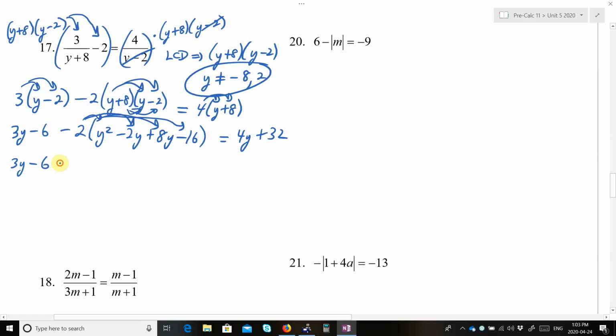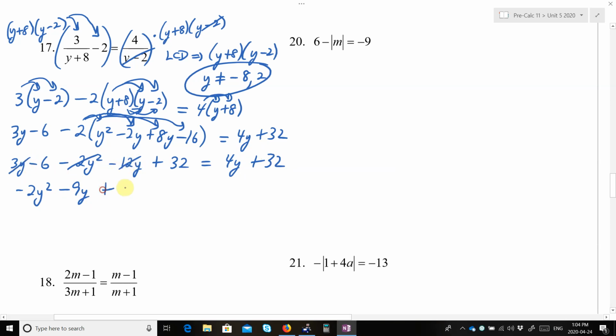This is going to be 3y minus 6 minus 2y squared. That's positive 6y times negative 2. That should have been negative 12y. And I had positive. And then plus 32. And then 4y plus 32. Okay, now we have negative 2y squared. And 3y take away 12y is minus 9y, so that deals with that. Negative 6 plus 32 is plus 26, equals 4y plus 32.